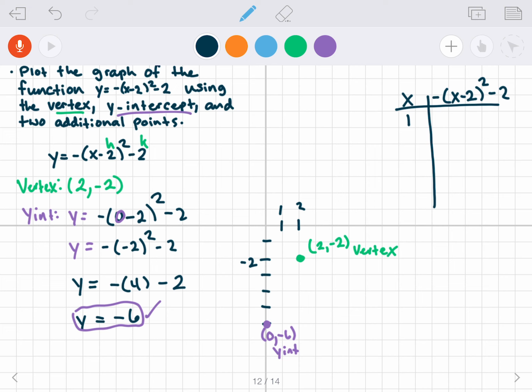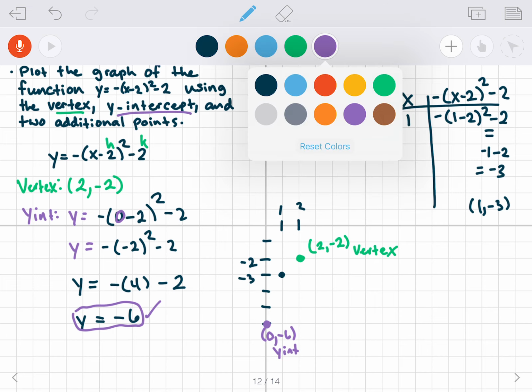If I plug in 1 anywhere I see an x into my function, I get negative, and then in parentheses, 1 minus 2 squared minus 2. And this is going to give me, let's see, negative 1 minus 2 gives me negative 3. So one of my points is 1, negative 3. And so I can just put that right there.